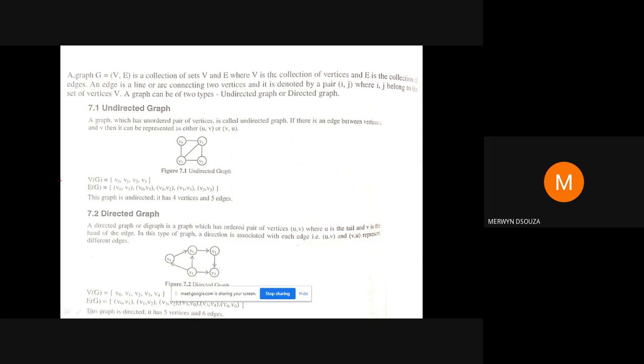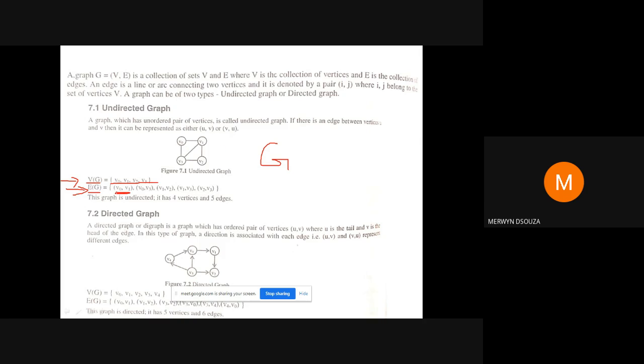You can see here the two sets are defined, the set of vertices and the set of edges of this graph G. There are four vertices V0, V1, V2, V3. I have mentioned them here, all the four vertices, and the edges between them.